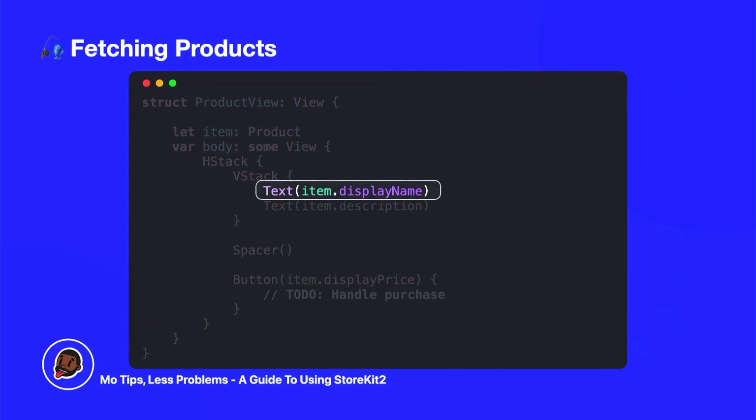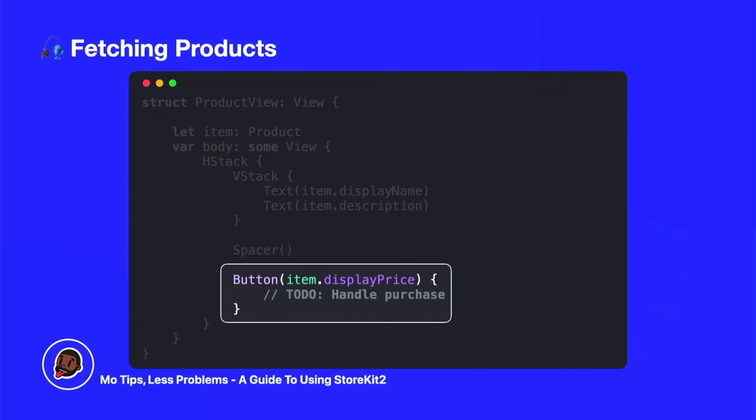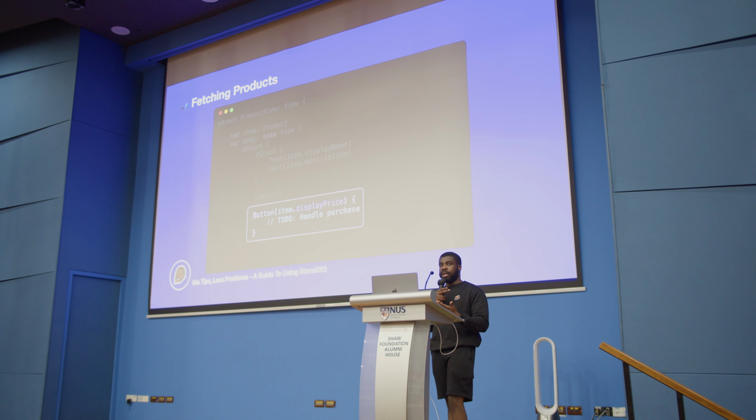And then if we go even deeper into my child view, I can now access each property on my product. Like we set up before, I can get the name, the description, and the display price. The nice thing about this display price property is it actually handles the currency for us. So we don't need to worry about converting between different currencies. It will format for us depending on the locale of your device, which is pretty nice.